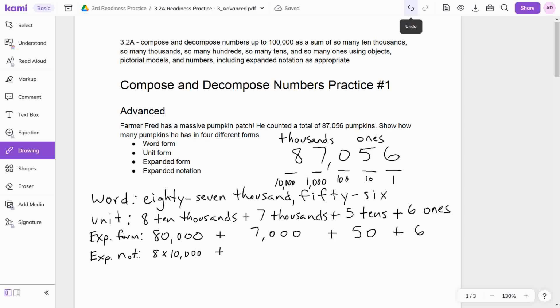Same with the thousands place. 7 times 1,000. And what I'm doing is adding these partial products, skipping the 100 again. I've got 5 tens. And then I've got 6 ones, but I'm going to write 6 times 1. I'm not just going to write 6. So we see how they line up. The unit form, the expanded form, and the expanded notation all line up. So that is our first problem.